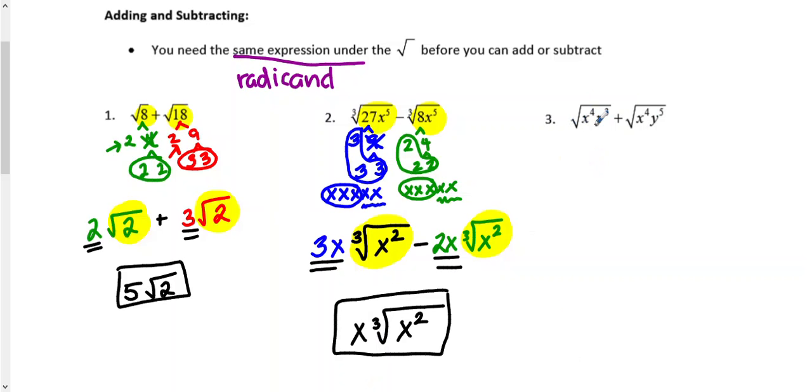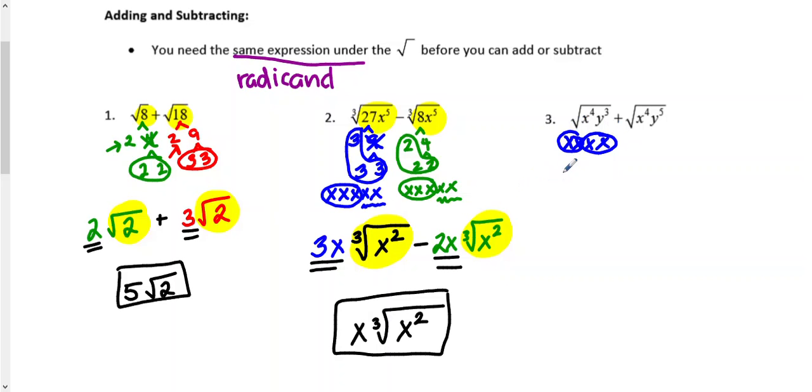Okay, so with number 3, I have square root and square root. Then I have x to the 4th. Well, that's the same, but my y to the 3rd and y to the 5th are different. So I'm going to break this down. I've got x to the 4th is 4 x's. And since it's a square root, I can take both.